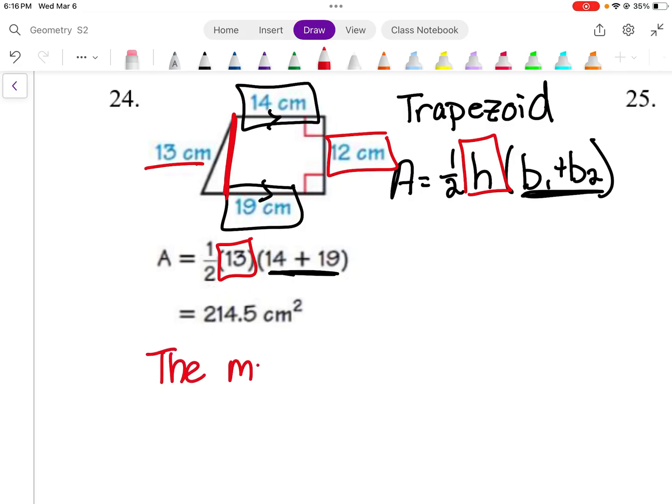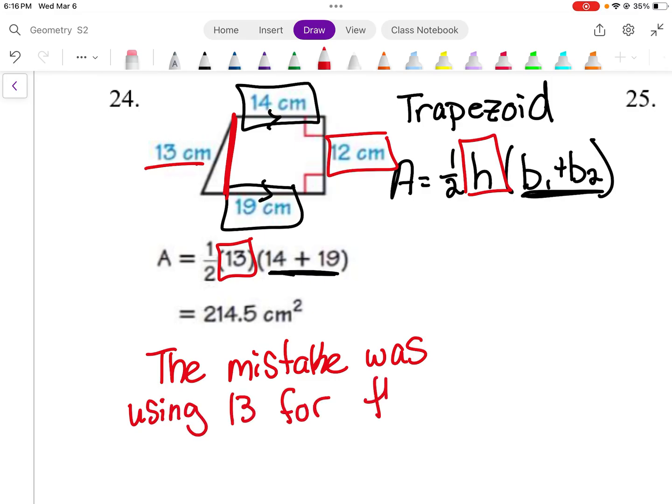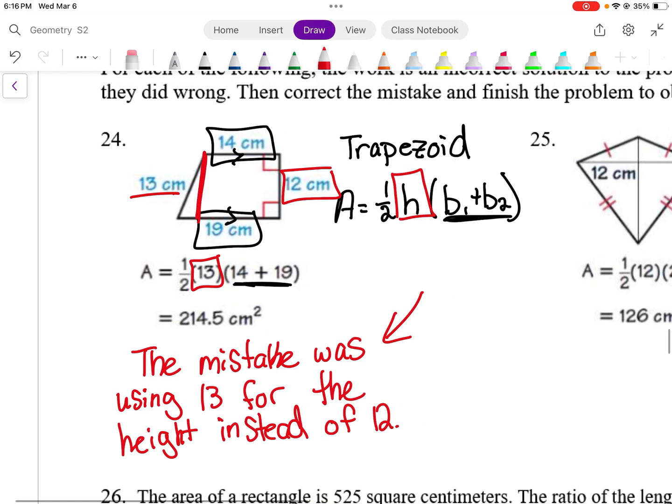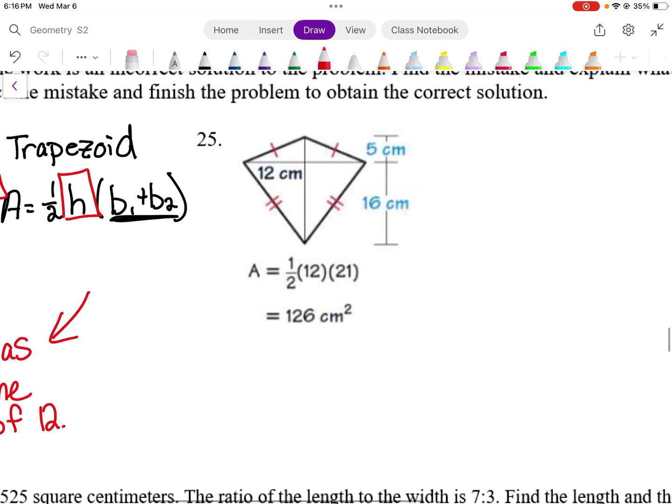So you would just have to write the mistake was using 13 for the height instead of 12. It doesn't have to be exactly like that when you explain it, but you do have to write some sort of explanation of what they did wrong and for that problem.